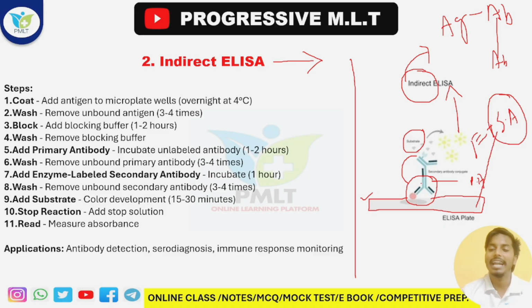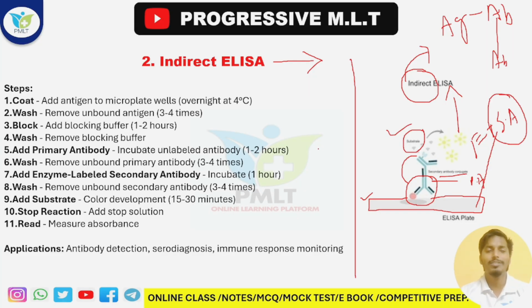Okay, so here the antigen is coated. After that, you add the sample containing the primary antibody, and the AG-AB complex is formed. After that, when you add the enzyme-linked secondary antibody, this secondary antibody will think that they are all the antigen. They react with it, attach to it, and form a complex with it. After that, you add the substrate. This substrate will help develop the color.